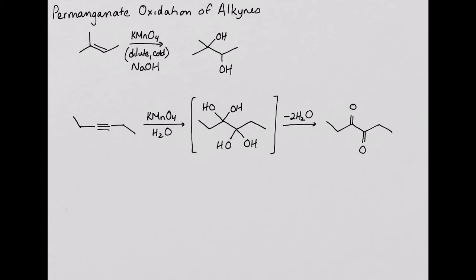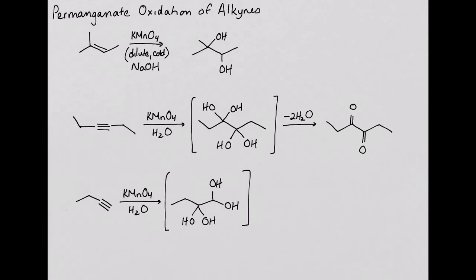Treatment of a terminal alkyne under these conditions again produces the tetrol, which rapidly loses 2 molecules of water to give the dicarbonyl. However, the aldehyde proton is rapidly oxidized in these conditions to produce the carboxylic acid. So, just like we saw with permanganate oxidation of alkenes, permanganate oxidizes not only the pi bonds of the carbon-carbon multiple bond, but any hydrogens attached to those carbons as well.